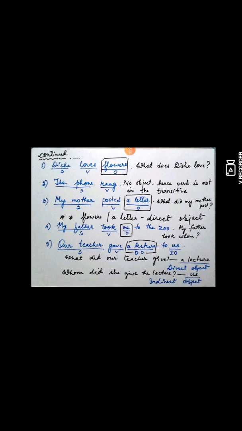My mother posted a letter. My mother is the subject, posted is the verb. What did my mother post? A letter. A letter is the object that the verb posted takes to complete the meaning of the sentence. Therefore, a letter is the object here.